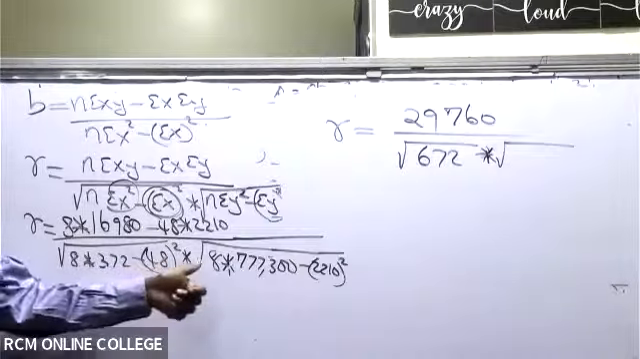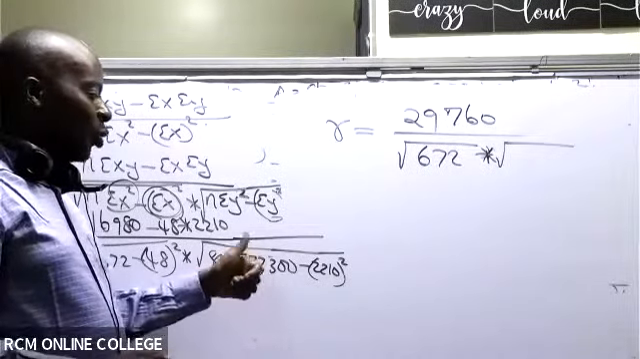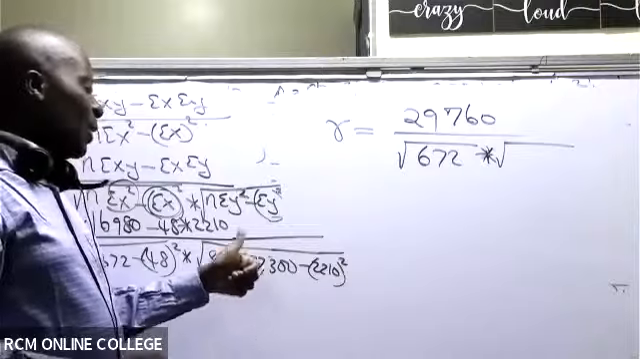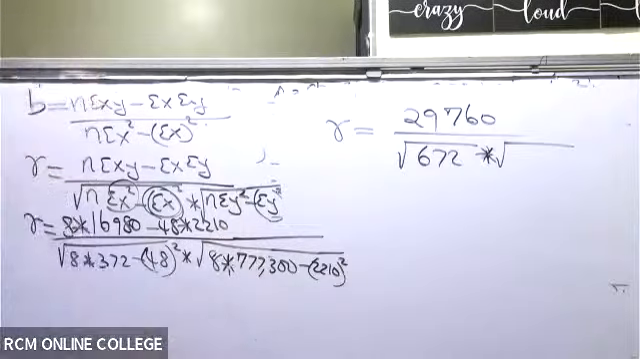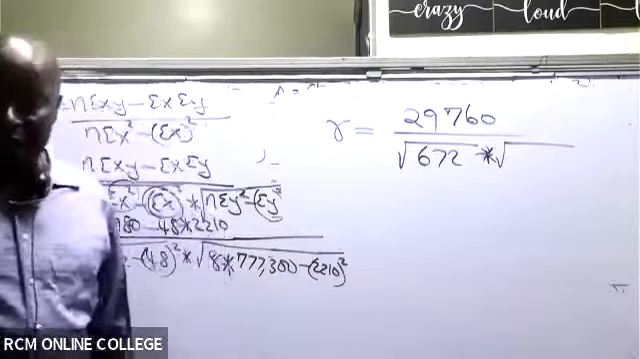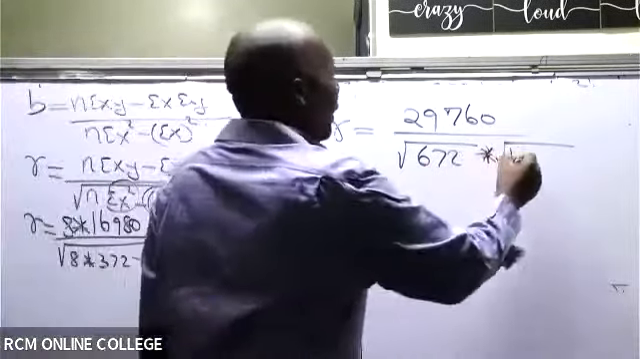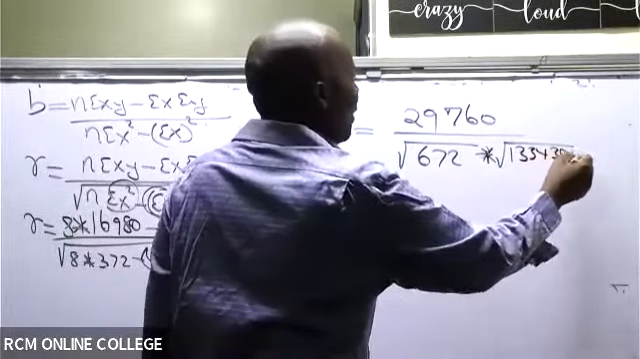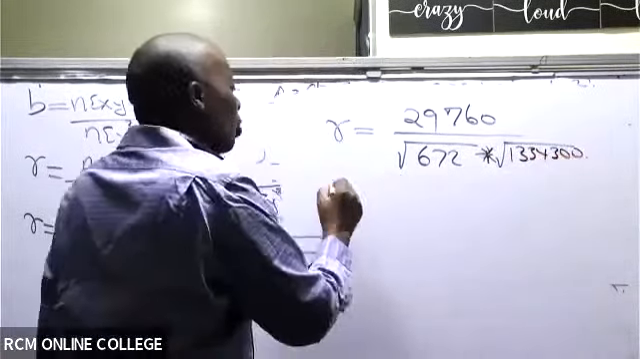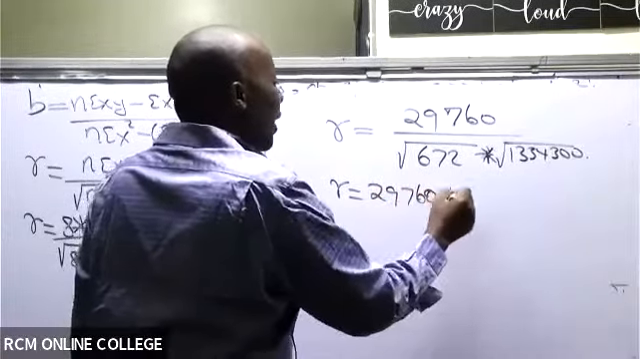So then come here. Here now we have 8 times 777,300 minus 2210 squared. Some good ninja, give me this answer. 8 times 777,300 minus 2210 squared. 1,334,300. So in your calculator, to get this R, you'll come and say 29,760 divided by, you open bracket.